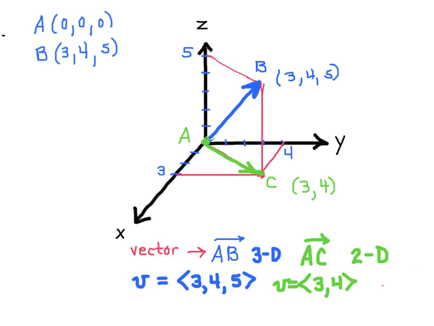I'm going to give it a subscript for that. And here I have vector AB, 3, 4, 5, and vector AC, 3, 4. So now we're going to look at finding the magnitude for each of these vectors. We can see their direction by looking in the 2-dimensional space and the 3-dimensional space. But now we want to find out, what is their magnitude? How long are they?